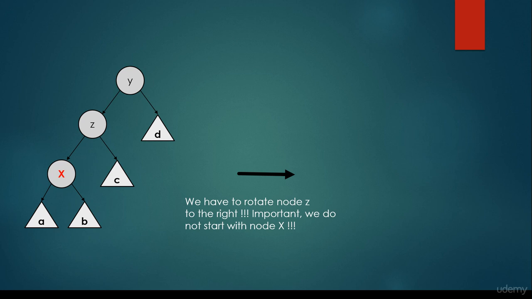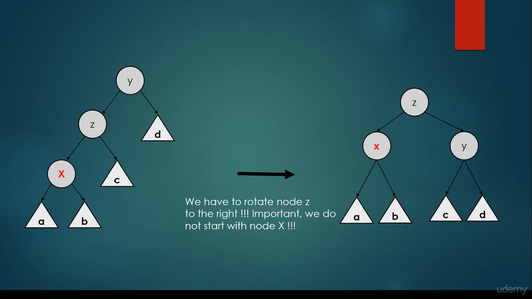So this is the zigzag situation. So we have to rotate the node Z to the right. It's very important that we do not start with the node X. We start with the parent of node X, which is the Z. Okay, then we are going to end up with this situation.